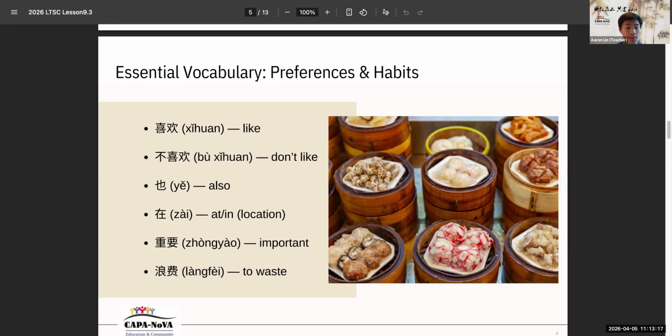So first one is 喜欢, which means like. And then 不喜欢, which means don't like. And then 也. Today we'll look over 也 later on in the lesson as well. It means also.